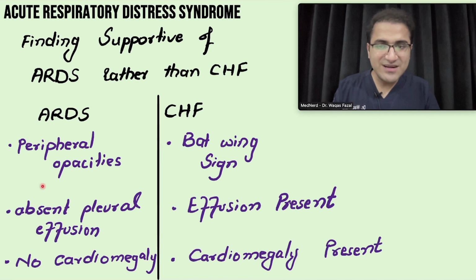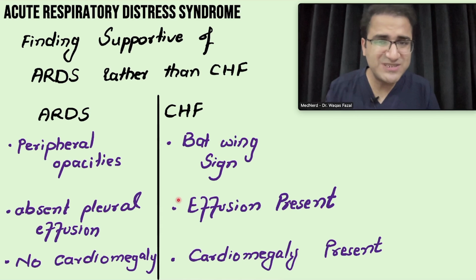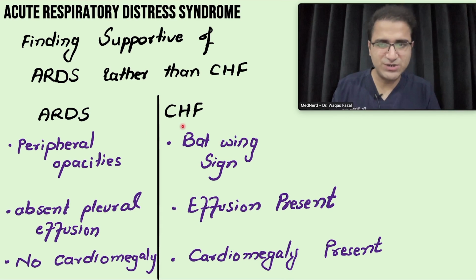Other than that, in ARDS there might not be pleural effusion. If the pleural effusion is present, it indicates that it might be heart failure decompensation. In ARDS you won't be able to find cardiomegaly. In congestive heart failure, cardiomegaly will be present.